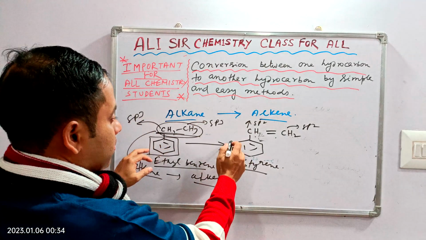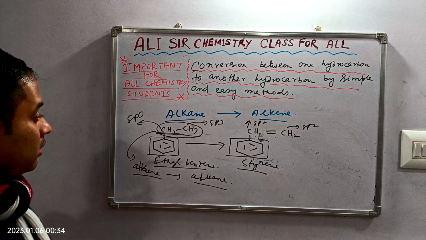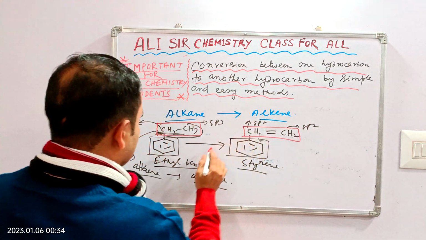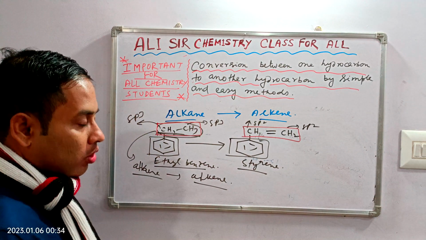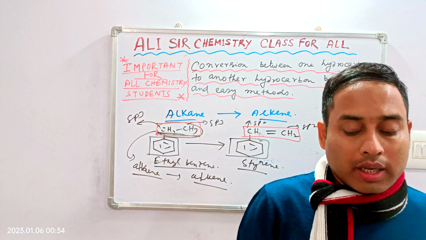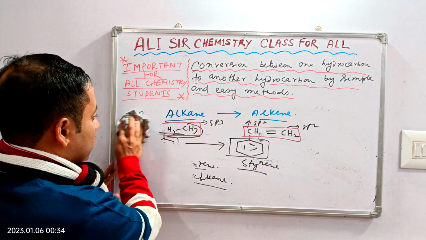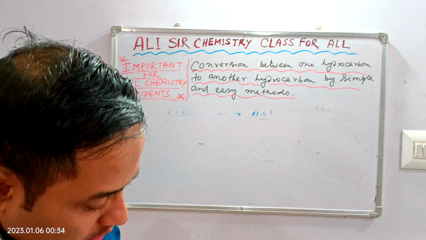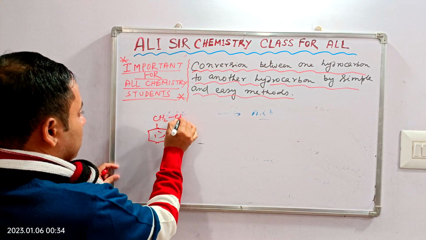You see, this part is the same. There is no change of the benzene nucleus. So where is the change happening? The change is happening here, CH2CH3 to CH=CH2. So this is alkane type and this is alkene. So we have to convert an alkane to alkene. Now we'll try to do that. Our initial compound was ethyl benzene, CH2CH3.